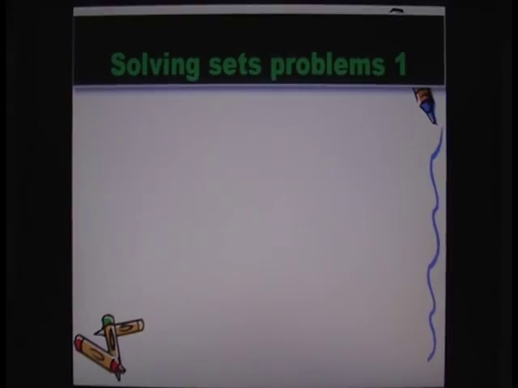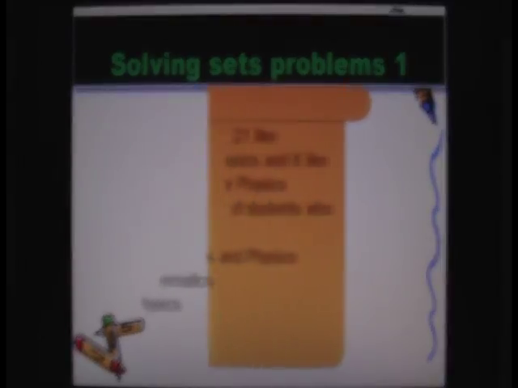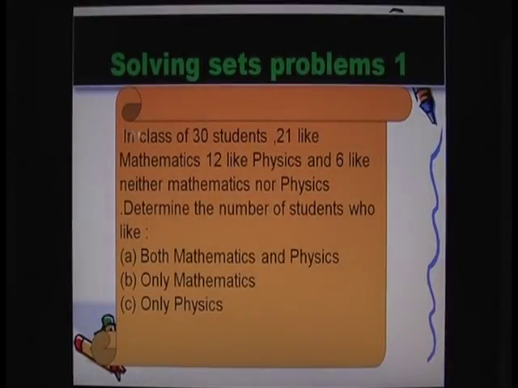Solving sets problem number 1. In a class of 30 students, 21 like mathematics, 12 like physics, and 6 like neither mathematics nor physics. Determine the number of students who like A. both mathematics and physics, B. only mathematics, and C. only physics. Now pay attention, listen carefully to this video clip.